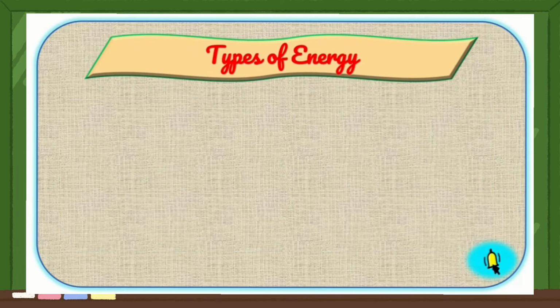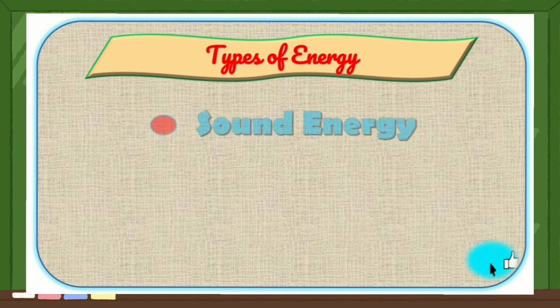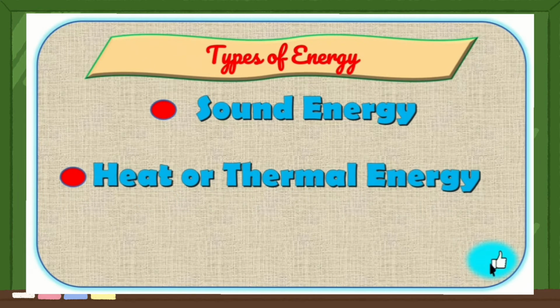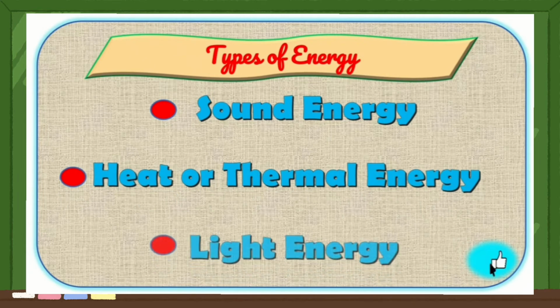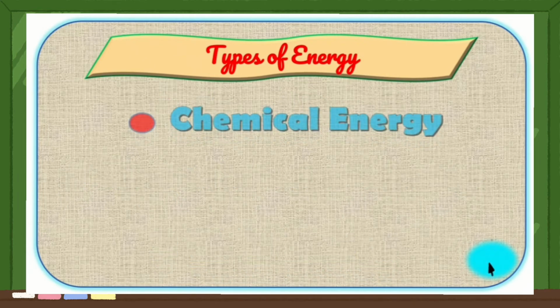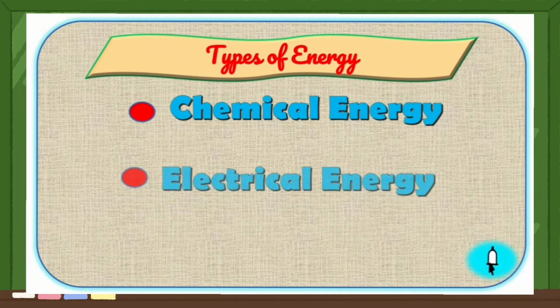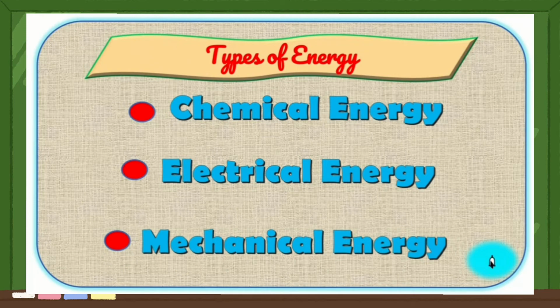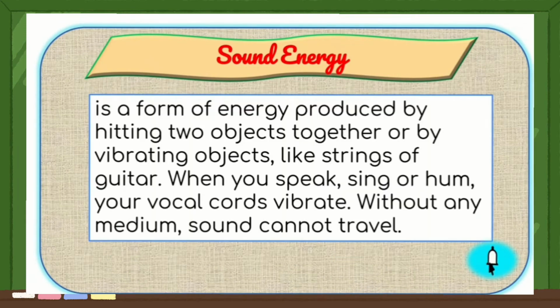Now let's move on to the different types of energy, for us to understand how transformation of energy takes place. So the first one is the sound energy, heat or thermal energy, and then the light energy. We also have chemical energy, electrical energy, and mechanical energy. So let's discuss first about sound energy.